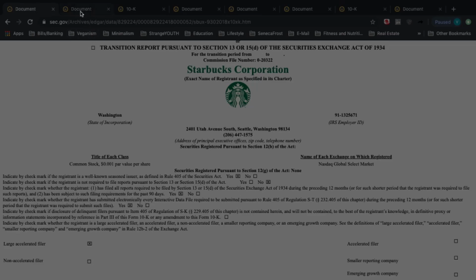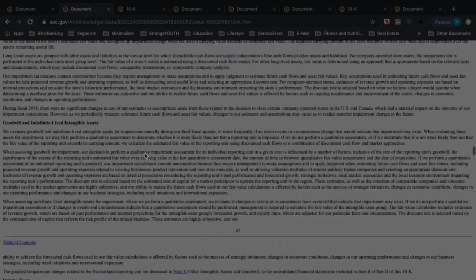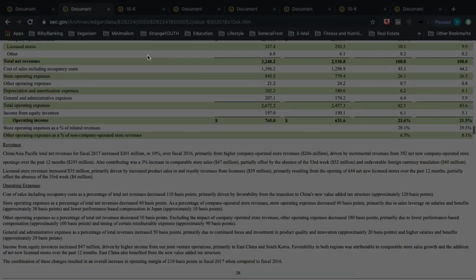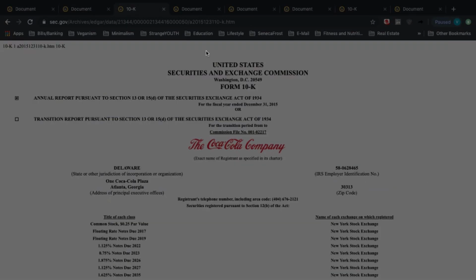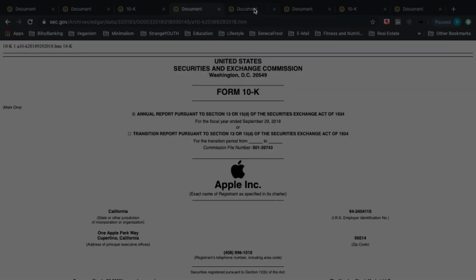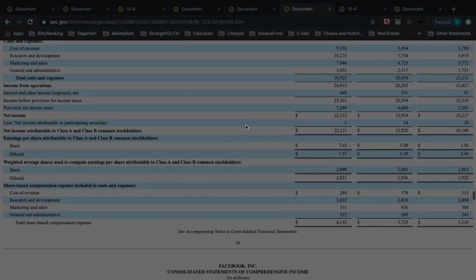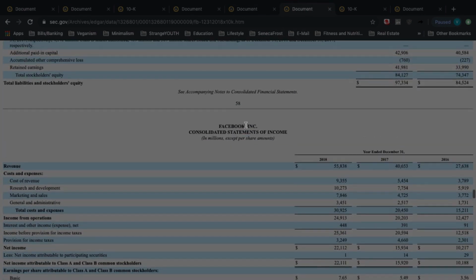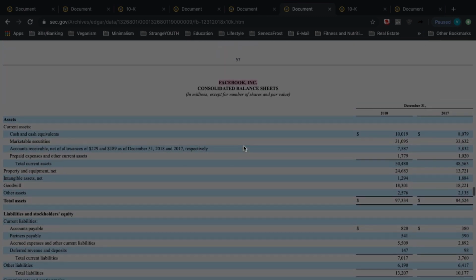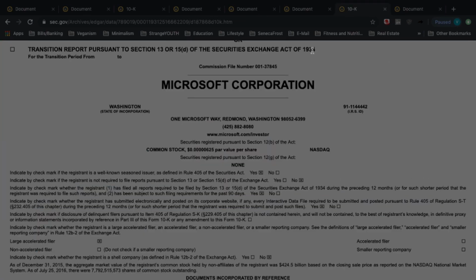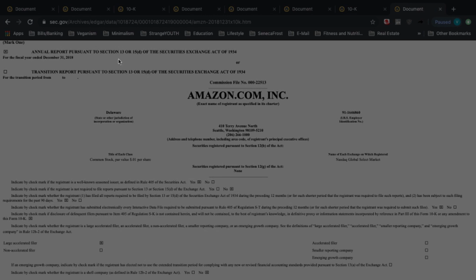Alright, so right now I am scrolling through Starbucks Corporation financial statements, and if I wanted to, I could look at Coca-Cola's financial statements, Apple's financial statements, Google's financial statements. Their name in their charter is Alphabet Inc. I could also show you Facebook's financial statements, their income statement, their balance sheet. I could do this for Microsoft, Amazon, and a whole bunch of other companies.